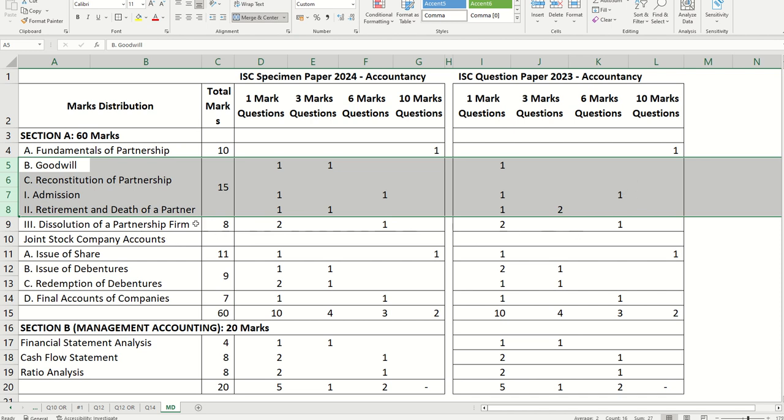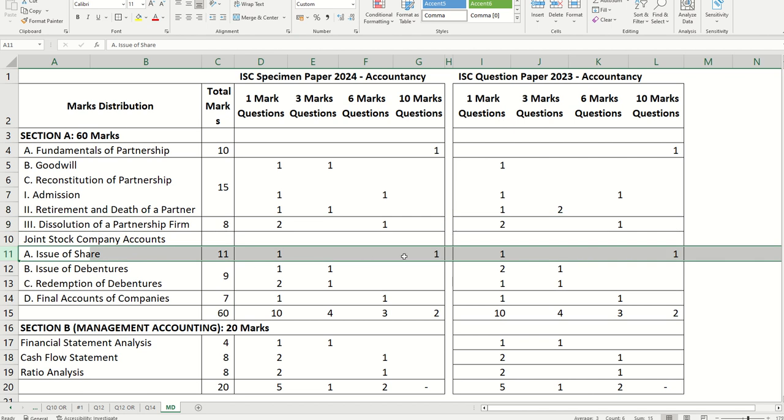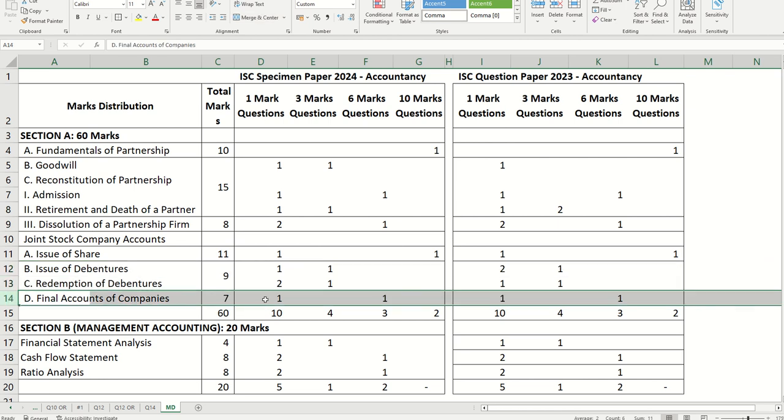Coming to dissolution, the same pattern we can see in both of these, like there were 2 questions of 1 mark each and 1 question of 6 marks. Coming to issue of shares, same pattern in both the papers, 1 question of 1 mark and a 10 marks question. Issue of debentures and redemption of debentures, there are 3 questions of 1 mark each, as you can see here, and 2 questions of 3 marks each in both the cases. From final accounts, this is a 1 plus 6 combination, so 1 question of 1 mark and 1 question of 6 marks in both the cases.